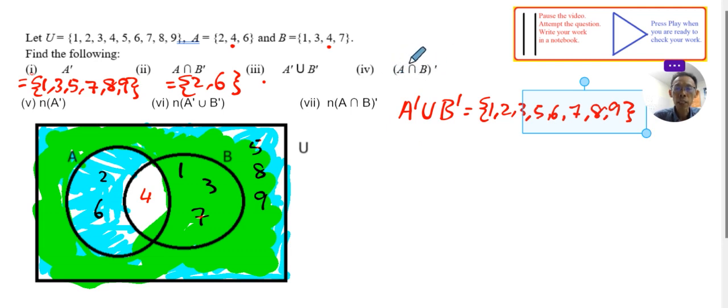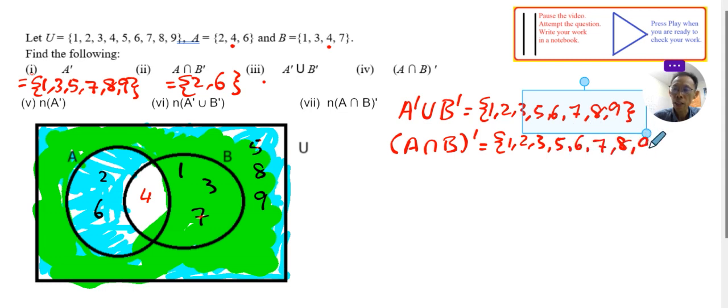How about this one? This is the intersection of A and B, which is 4, and not. Well, that is the same thing, right, as the previous answer. That means everything that is the intersection A and B, not, right? That is everything except 4. So A intersect B, quantity complement, has the same answer as above: 1, 2, 3, 5, 6, 7, 8, and 9. So that means what we have confirmed is that A complement union B complement is the same as A intersect B, quantity complement. This is what we call the De Morgan's rule.